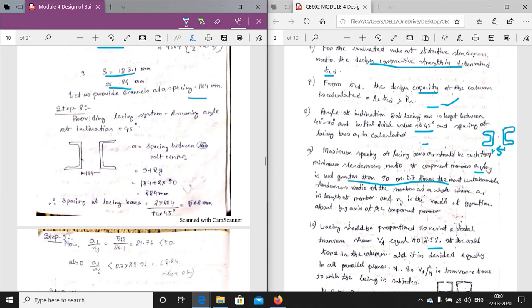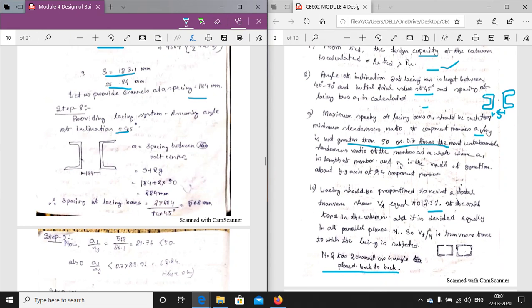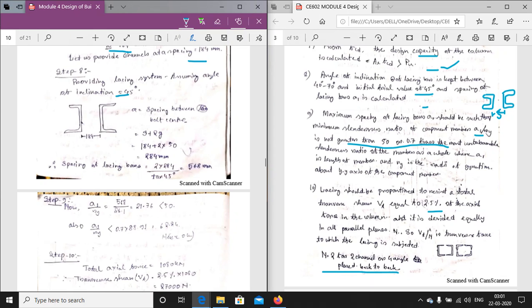Now step 8, angle of inclination. So providing an angle of inclination, if the initial value is to be 45 degree, we are taking 45 degree. Now coming to step number 9, that is the spacing of the lacing bars.